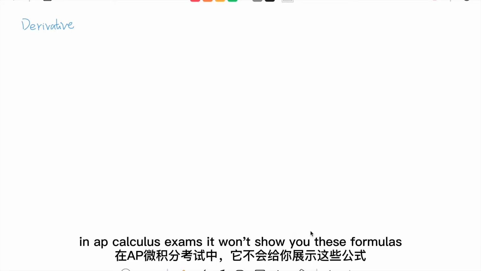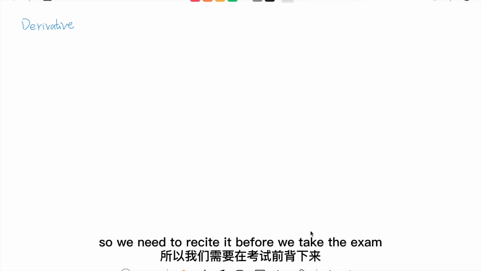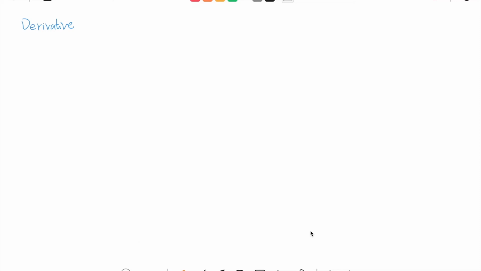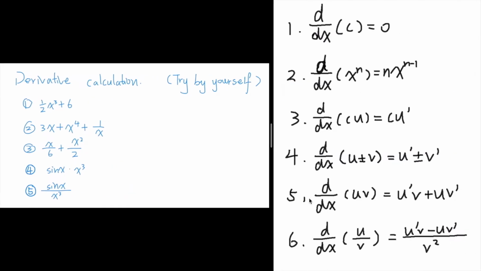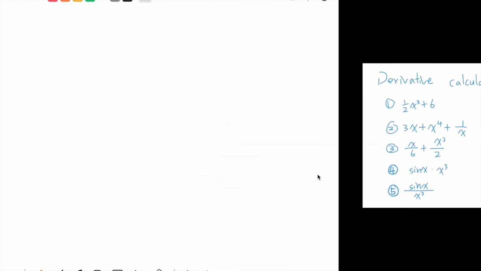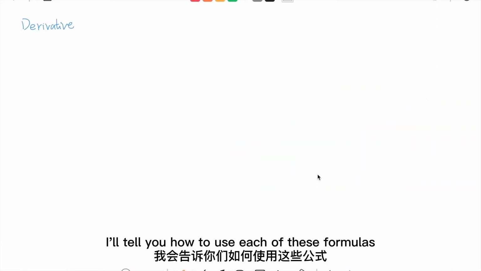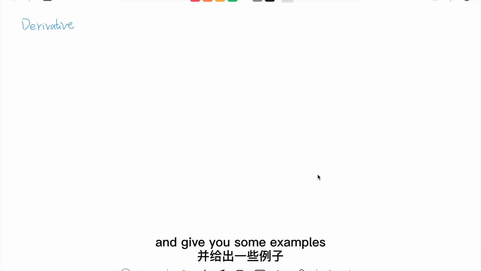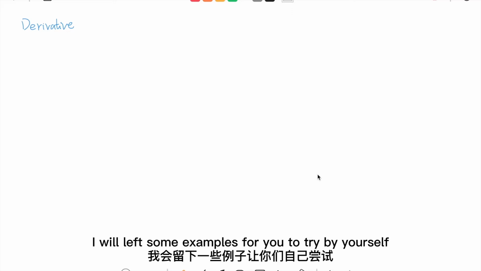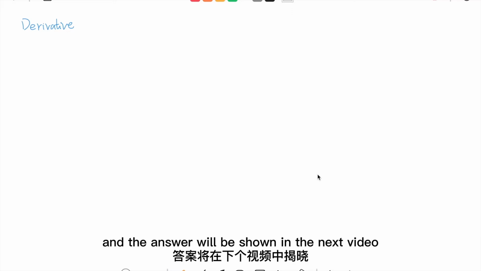In AP Calculus exams, it won't show you these formulas, so we need to recite them before we take the exam. Here in this photo are the first 6 formulas we'll talk about today. In this class, I'll tell you how to use each of these formulas and give you some examples. After the class, I will leave some examples for you to try by yourself, and the answers will be shown in the next video.